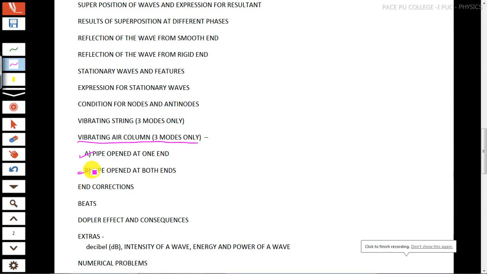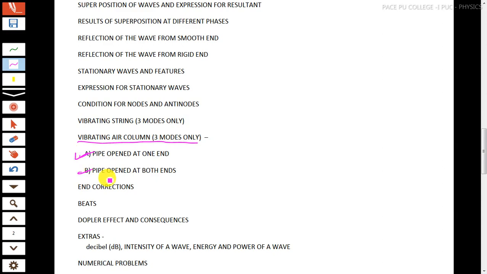Continuing my talk from the past video, we completed the vibration of air column in the first one, that is a pipe opened at one end. Now we have to discuss the second one, which is pipe opened at both the ends. Let us see what happens in the first mode of vibration.